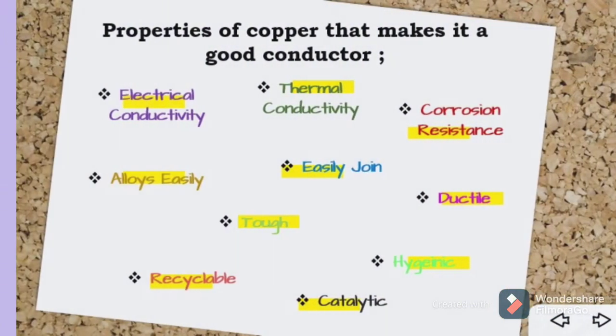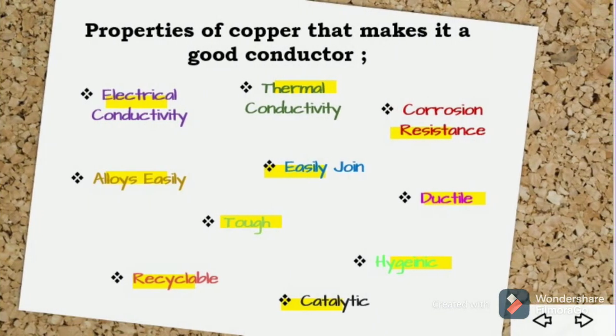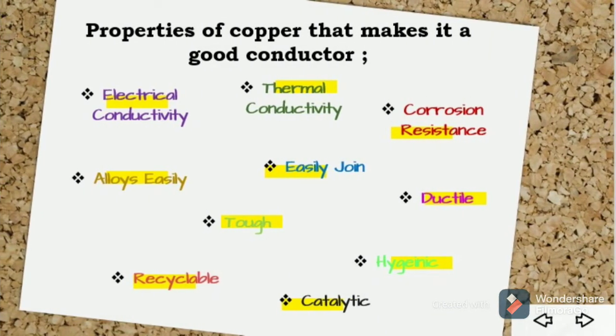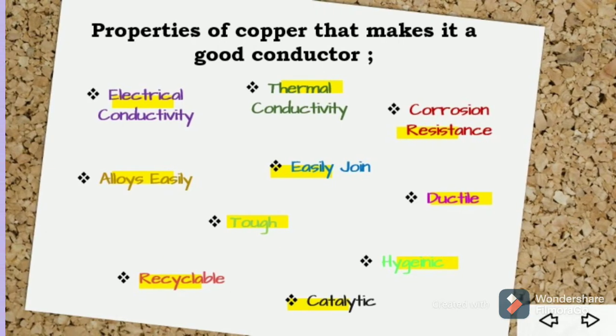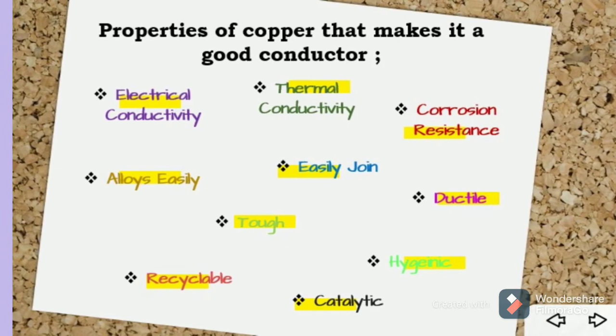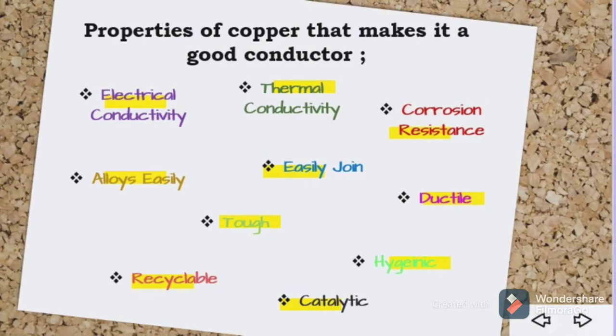Properties of copper that make it a good conductor. The main properties are electrical conductivity and thermal conductivity. Electricity can flow through copper because it has atoms that freely move. Next is corrosion resistance, because copper is low in the reactivity series. Next, it is easily alloyed and joined, ductile, tough, hygienic, catalytic, and recyclable. All these properties show that copper can be a good conductor.